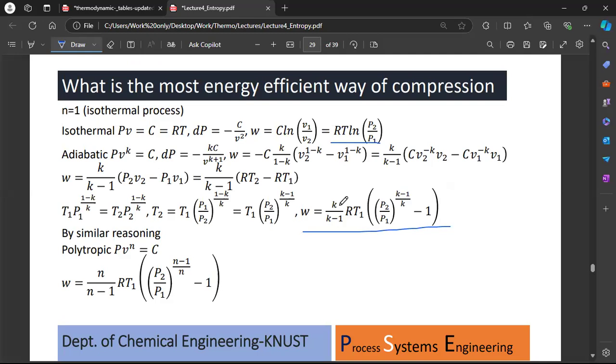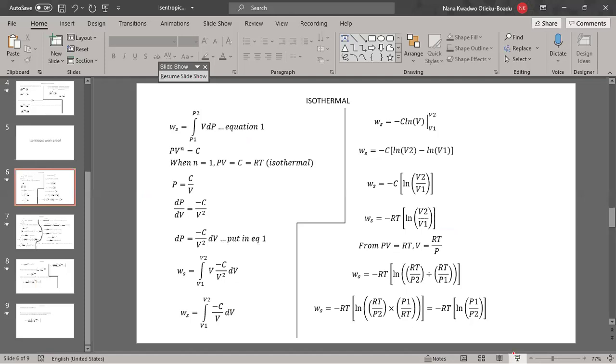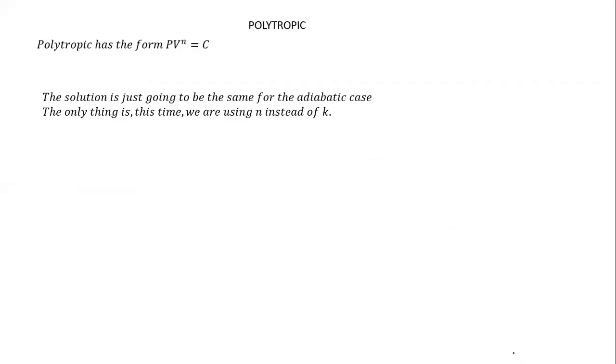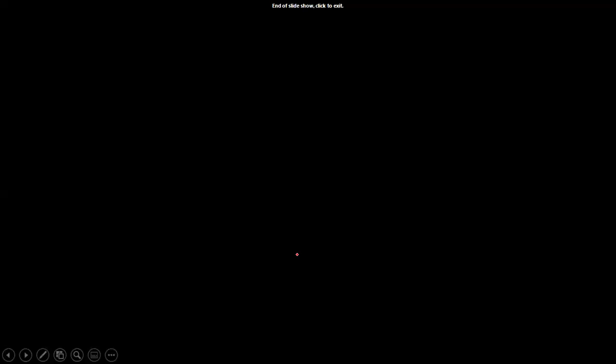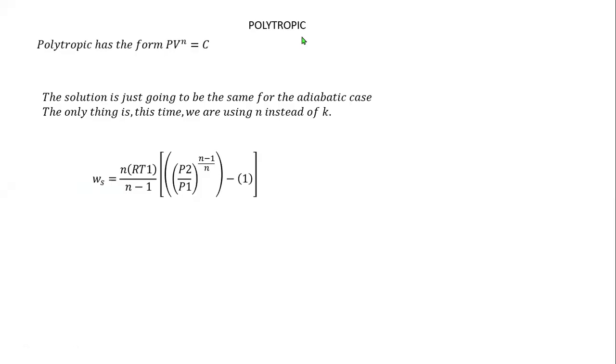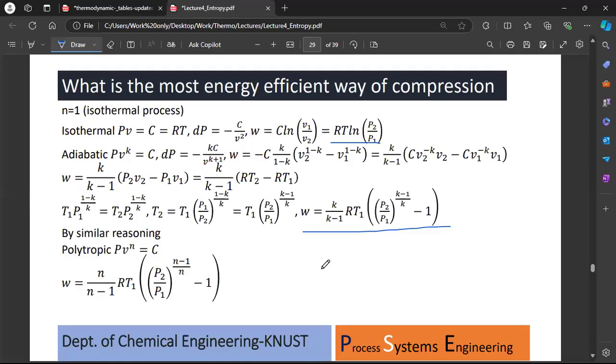Now, if we are looking at a polytropic process, it means that now PV to the power n is equal to C. It's the same procedure we are going to use for PV to the power k equal to C. So this time the k just becomes n, and we'll end up with the same expression, right? So that's it for the proofs of those relationships, right? So these are things that we need to know.